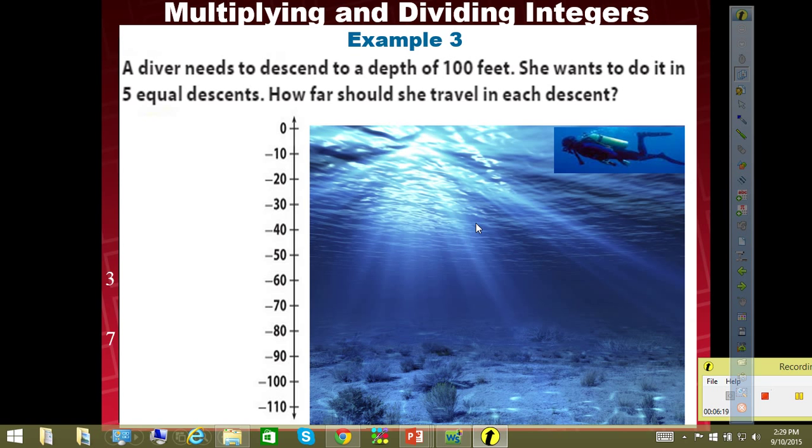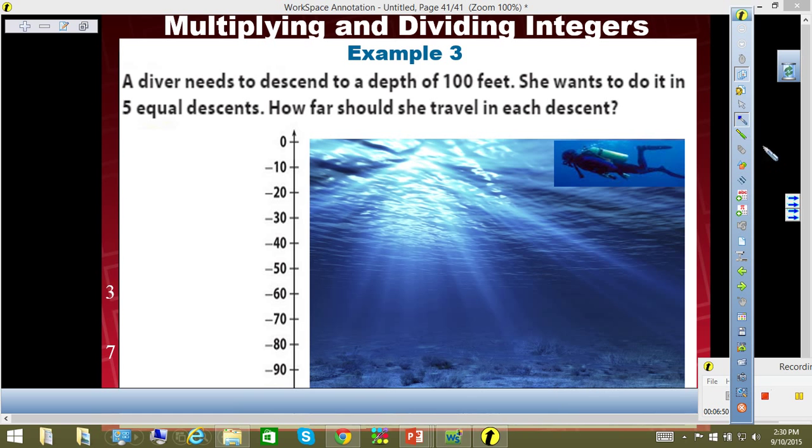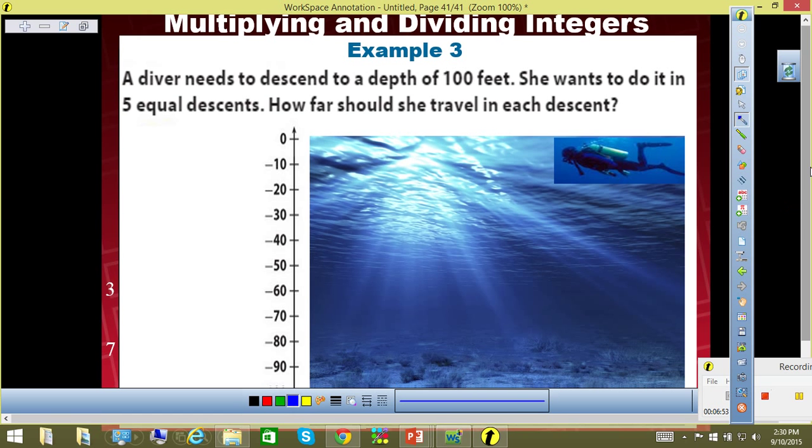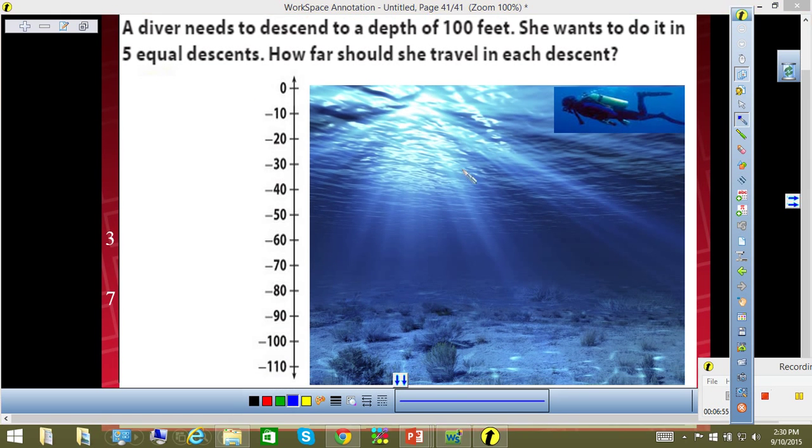Anyways, so copy this problem and then copy the number line only. You don't have to draw the ocean. Okay? Copy that. All right, let's see. It says, example 3, a diver needs to descend to a depth of 100 feet. She wants to do it in 5 equal descents. How far should she travel in each descent? Let me use some technology here. Let me see.